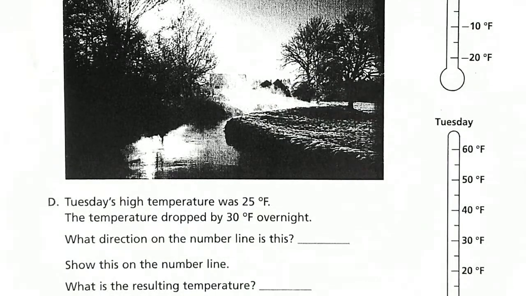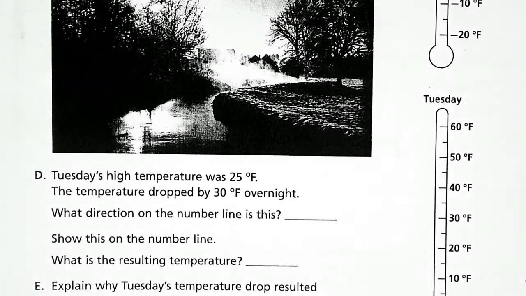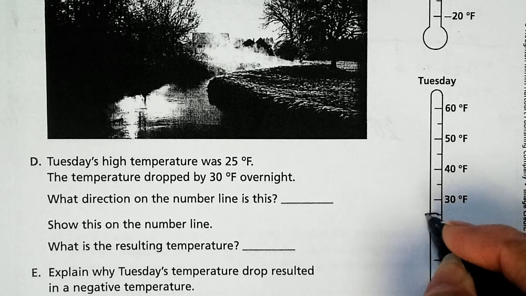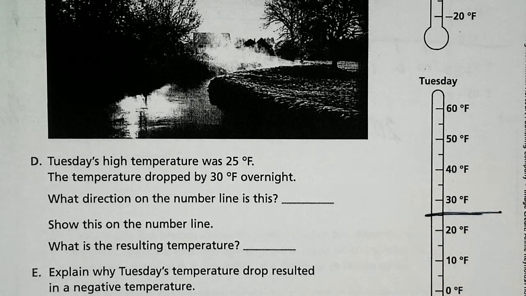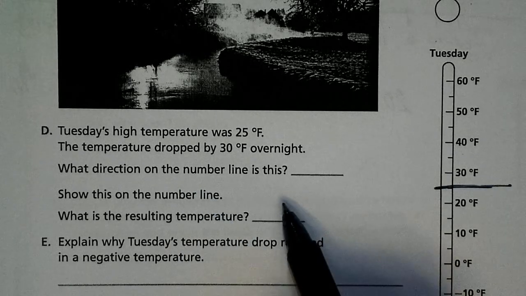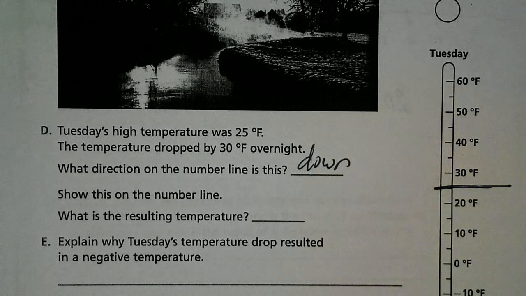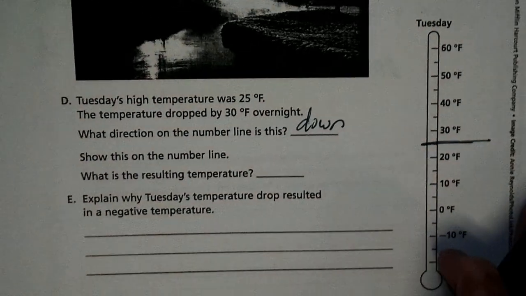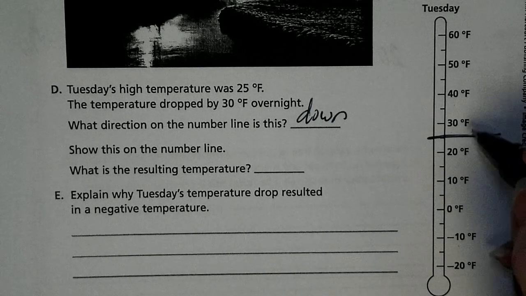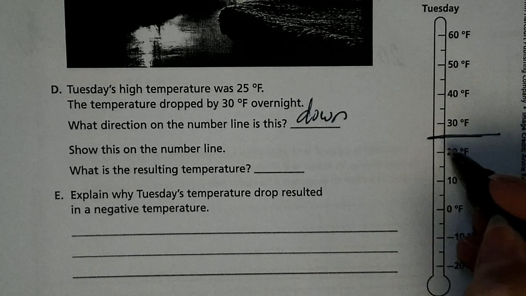All right, so on D, Tuesday's high temperature was 25. So that's right here. Now the temperature dropped. So am I going up or down? Yeah. So what direction does the number line go? This is down. So where would I end up? So I'm going, -5, I think.